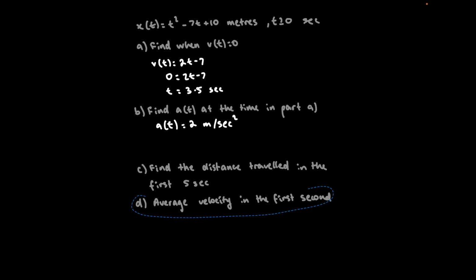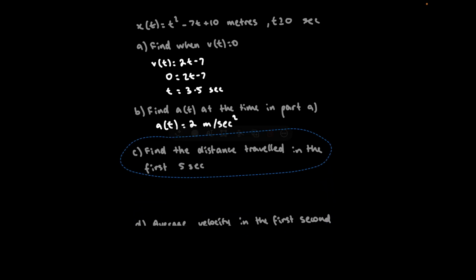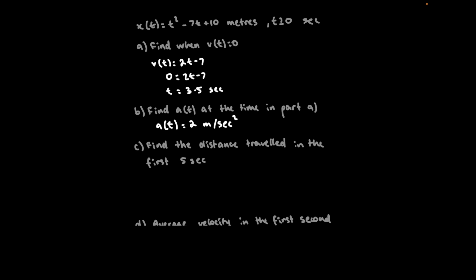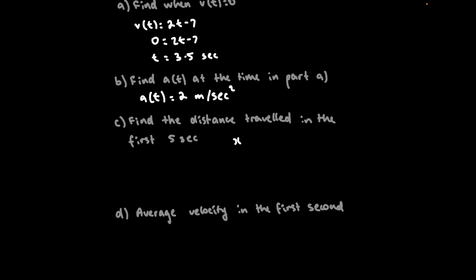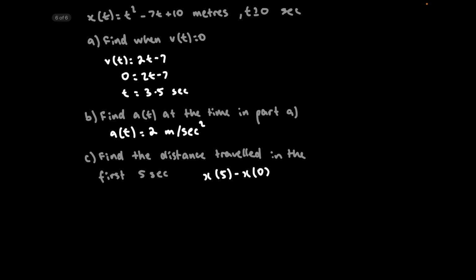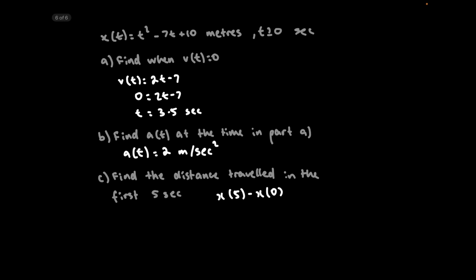Next question. Find the distance traveled by the body in the first 5 seconds. So for the distance traveled, you can do it one of two ways. That's simply equal to the final position minus the initial position. So let's work that out. When t equals 5, so x of 5, we get 5 squared minus 7 times 5 plus 10. So 5 squared is 25 minus 35 plus 10. So that would be equal to 0.